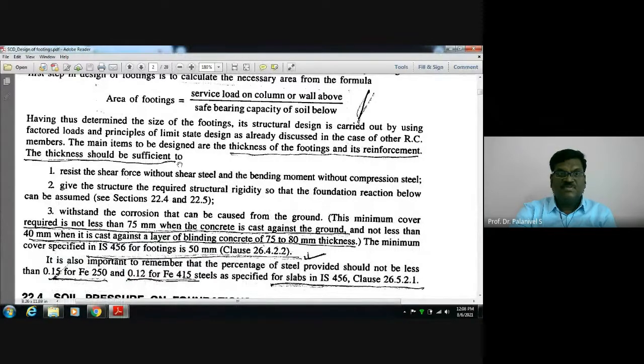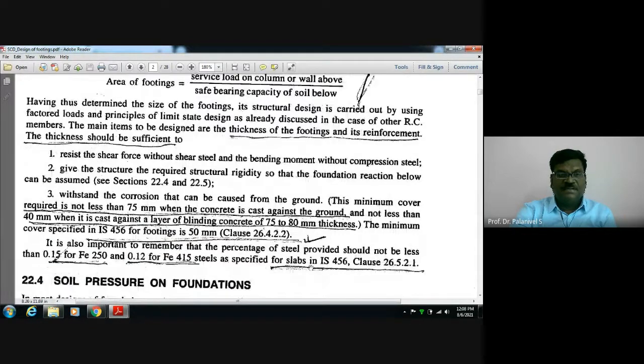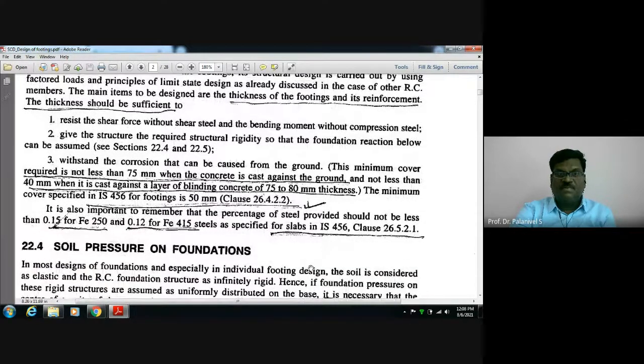So the thickness should be sufficient to take care of all these things. It is also important to remember the percentage of steel provided in the footing. From the thickness point of view, we have discussed the points. What should be the thickness of the slab? It has to resist shear without shear steel. It has to resist bending moment without compression steel.